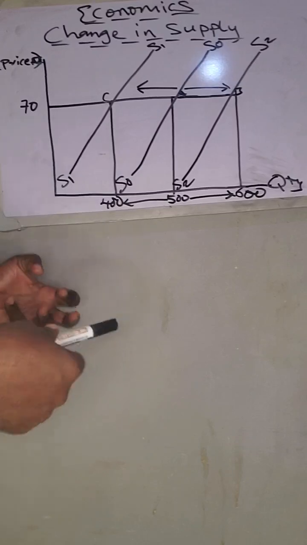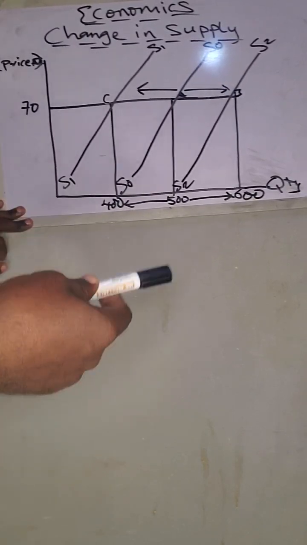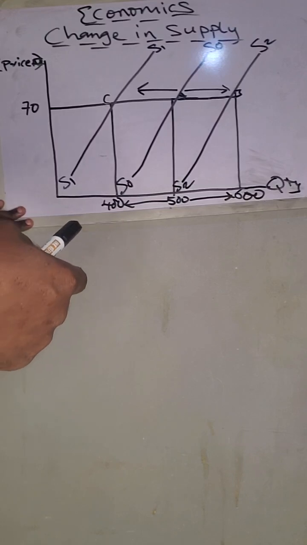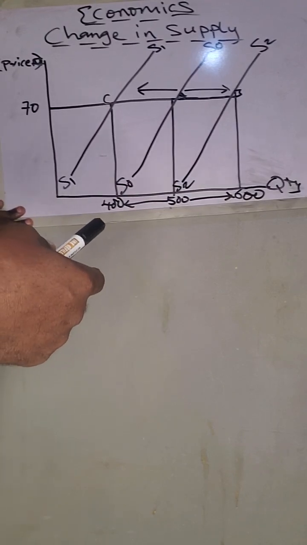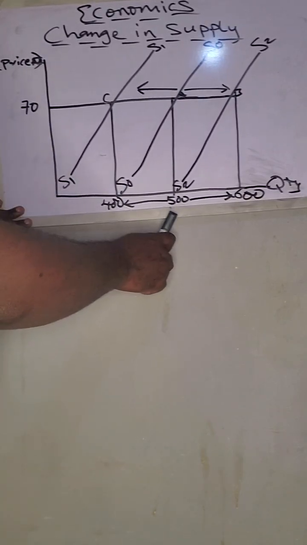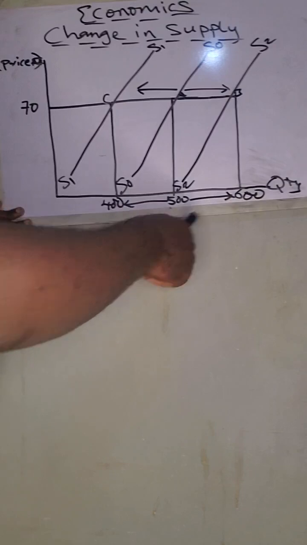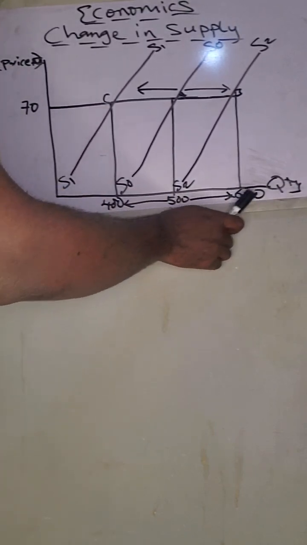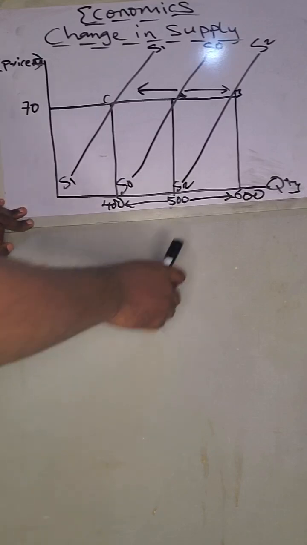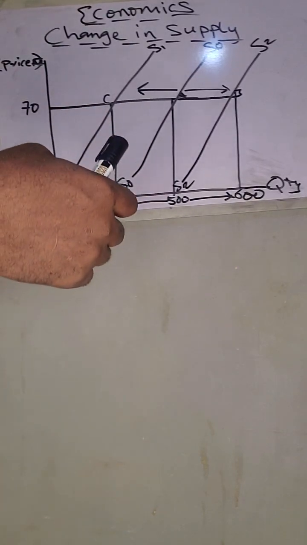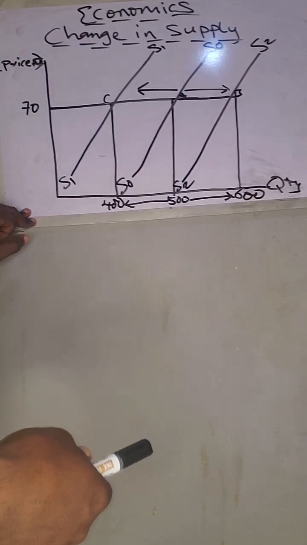An increase in the number of sellers in the market leads to an increase in supply. An increase in the number of sellers in the market leads to an increase in supply from 500 units to 600 units. An increase in quantity supplied from 500 units to 600 units because of the number of sellers in the market.